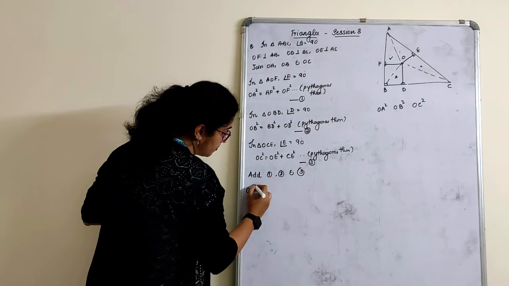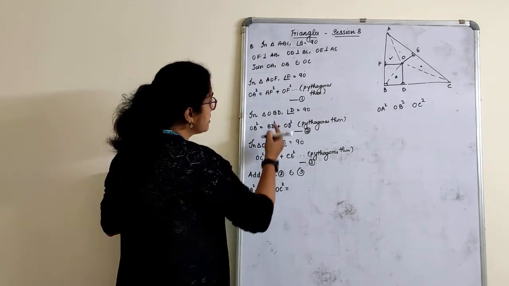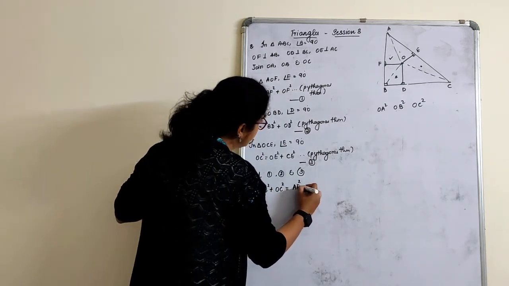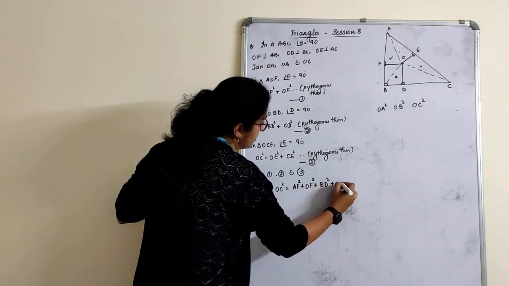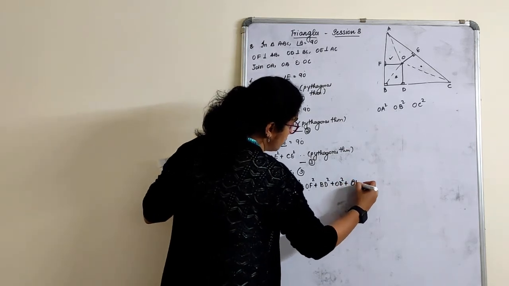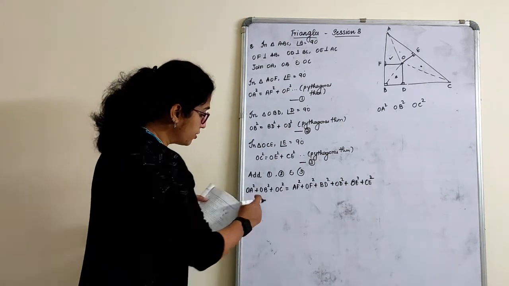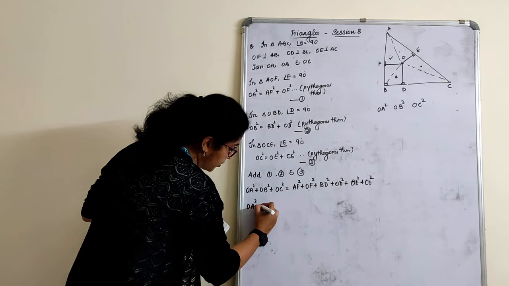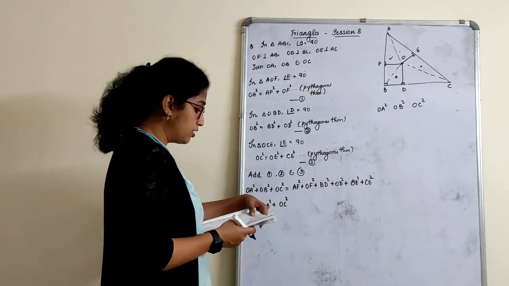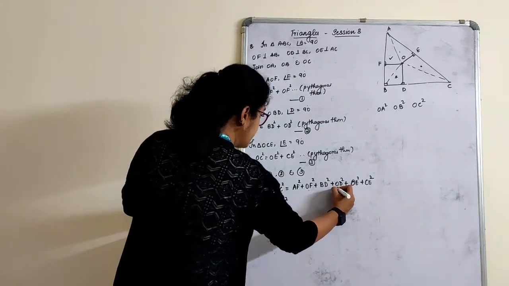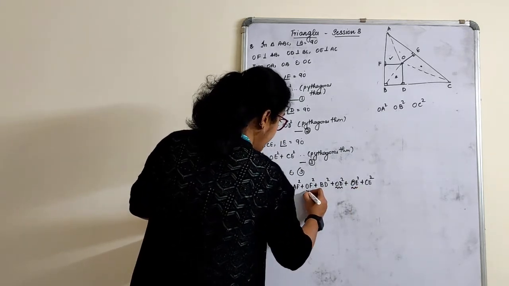OA square plus OB square plus OC square is equal to AF square plus OF square plus BD square plus OD square plus OE square plus CE square, right? But that is not the proof what we want. Our LHS part first as it is OA square plus OB square plus OC square. What else you want in your LHS part? You want OD, then you want OE, and then you want OF, right?